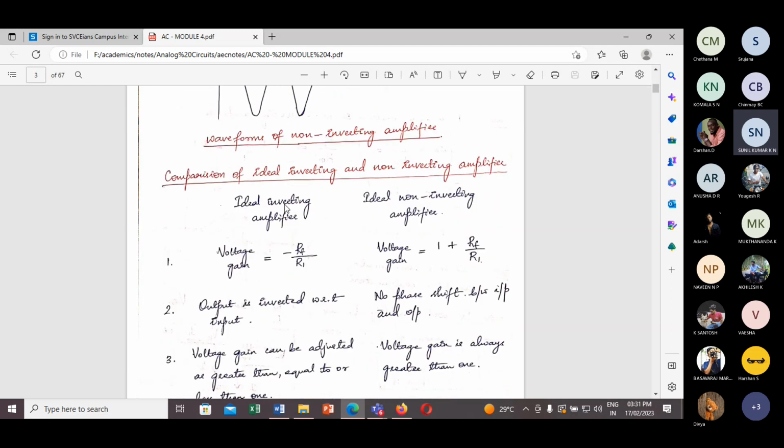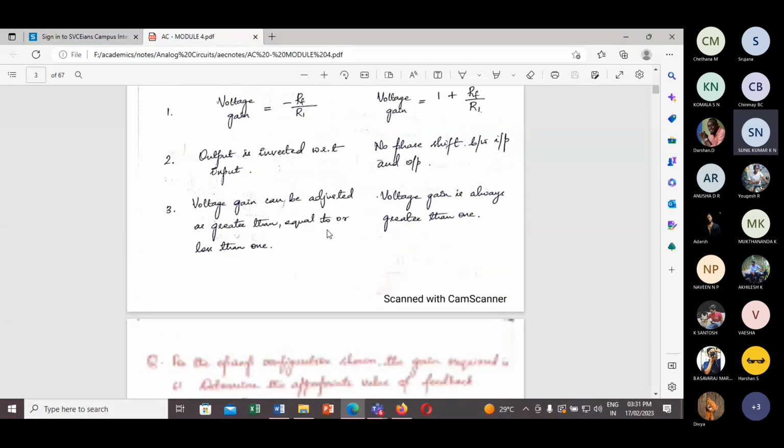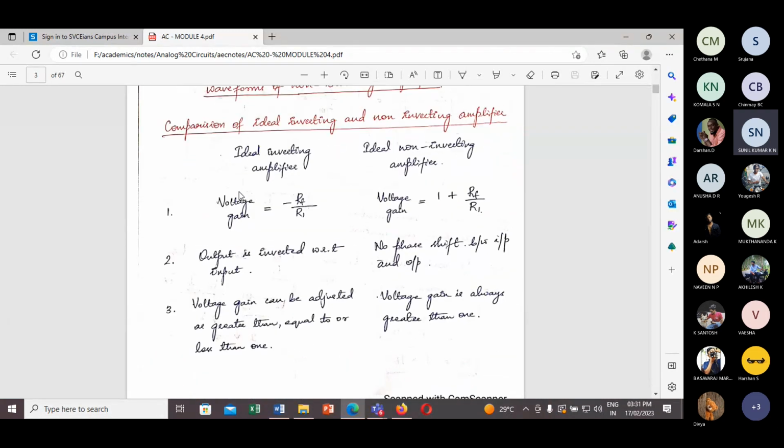In the same way, for the comparison of ideal inverting and non-inverting amplifiers, the inverting amplifier gain is minus RF by R1, which is the negative feedback gain. The minus sign in the gain expression means that whatever input signal you give, the output signal will be 180 degrees out of phase. So the minus sign indicates 180 degrees out of phase, and the magnitude is RF by R1.